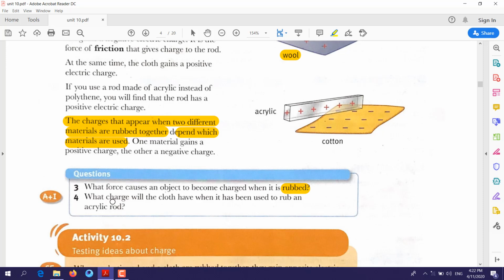Now what charge will the cloth have when it has been used to rub an acrylic rod? We just explained here. The acrylic is positive, while the cloth, for example cotton, you can say cotton or cloth, will be negatively charged.